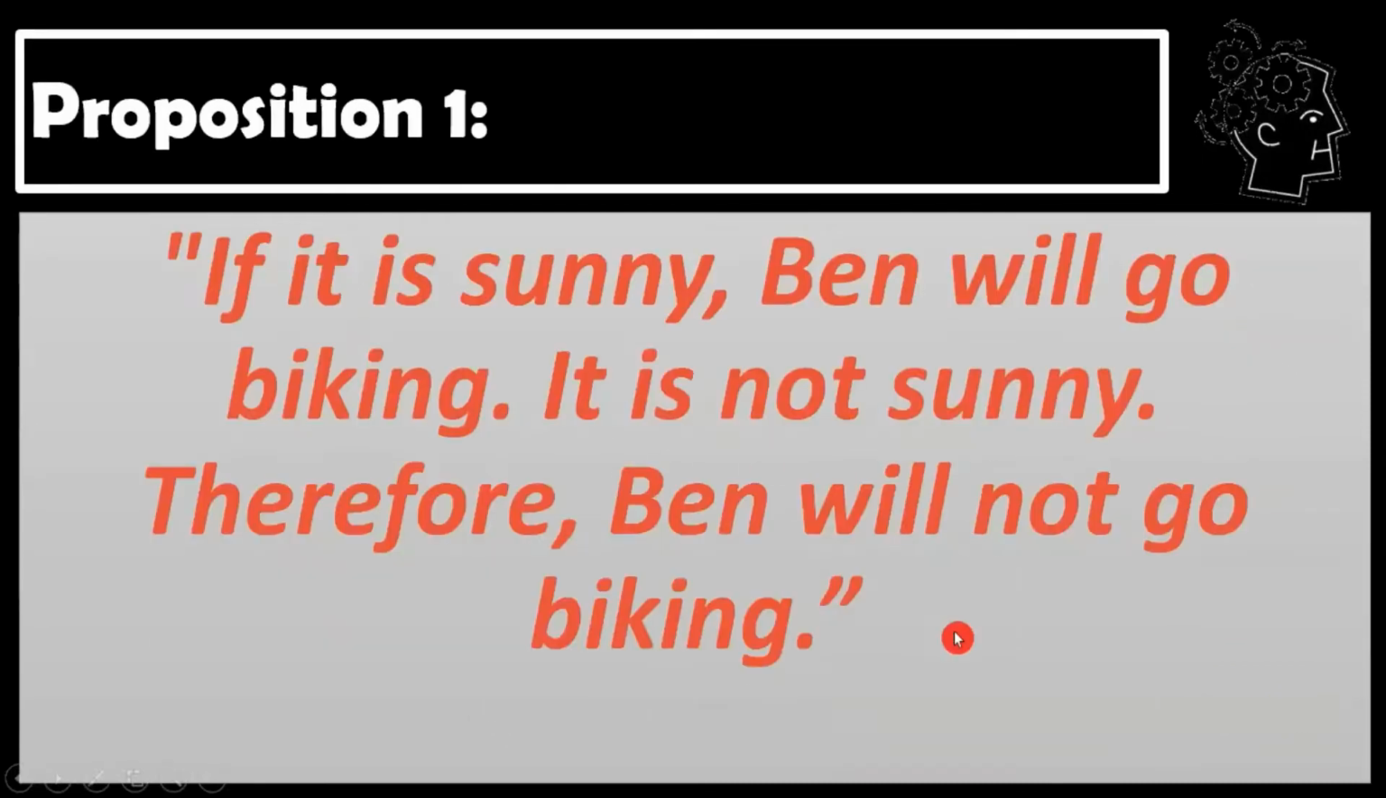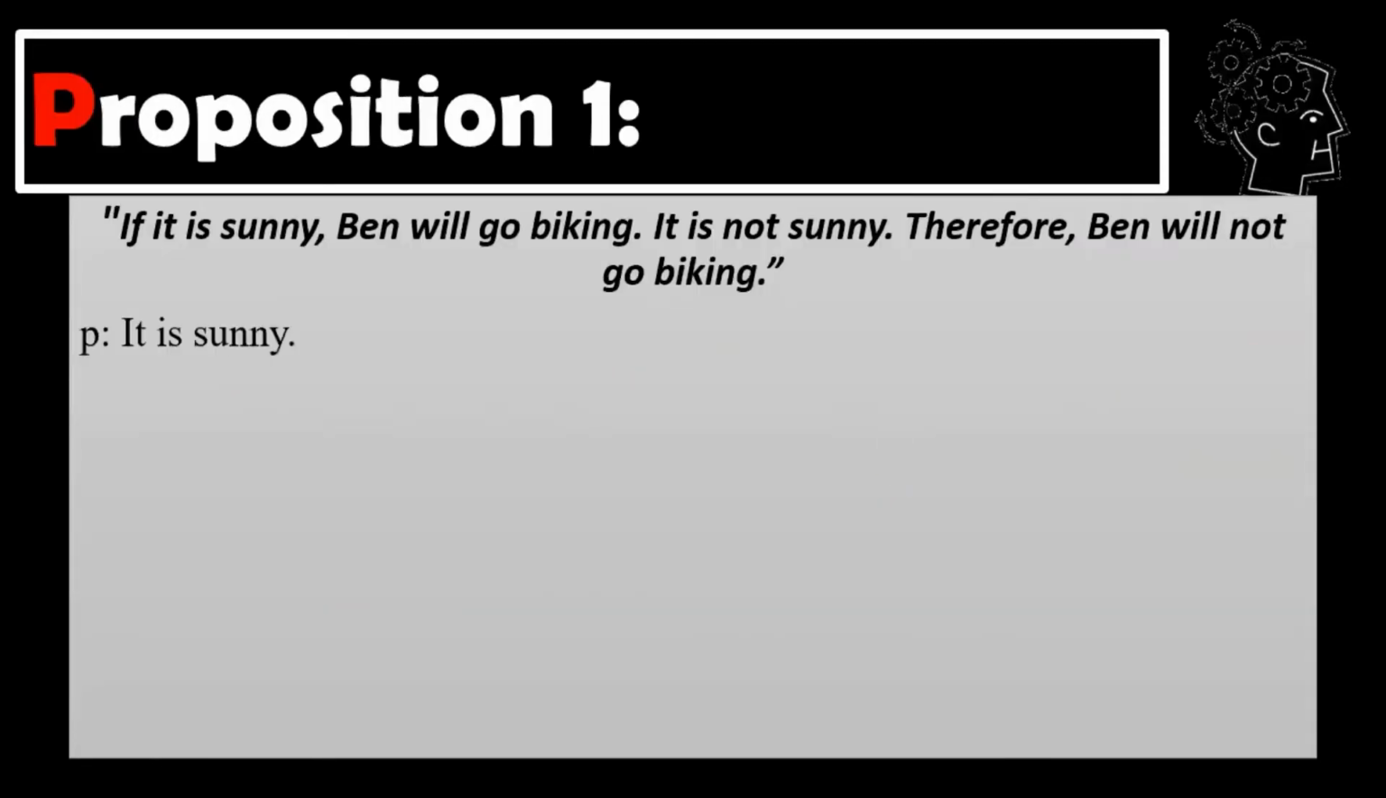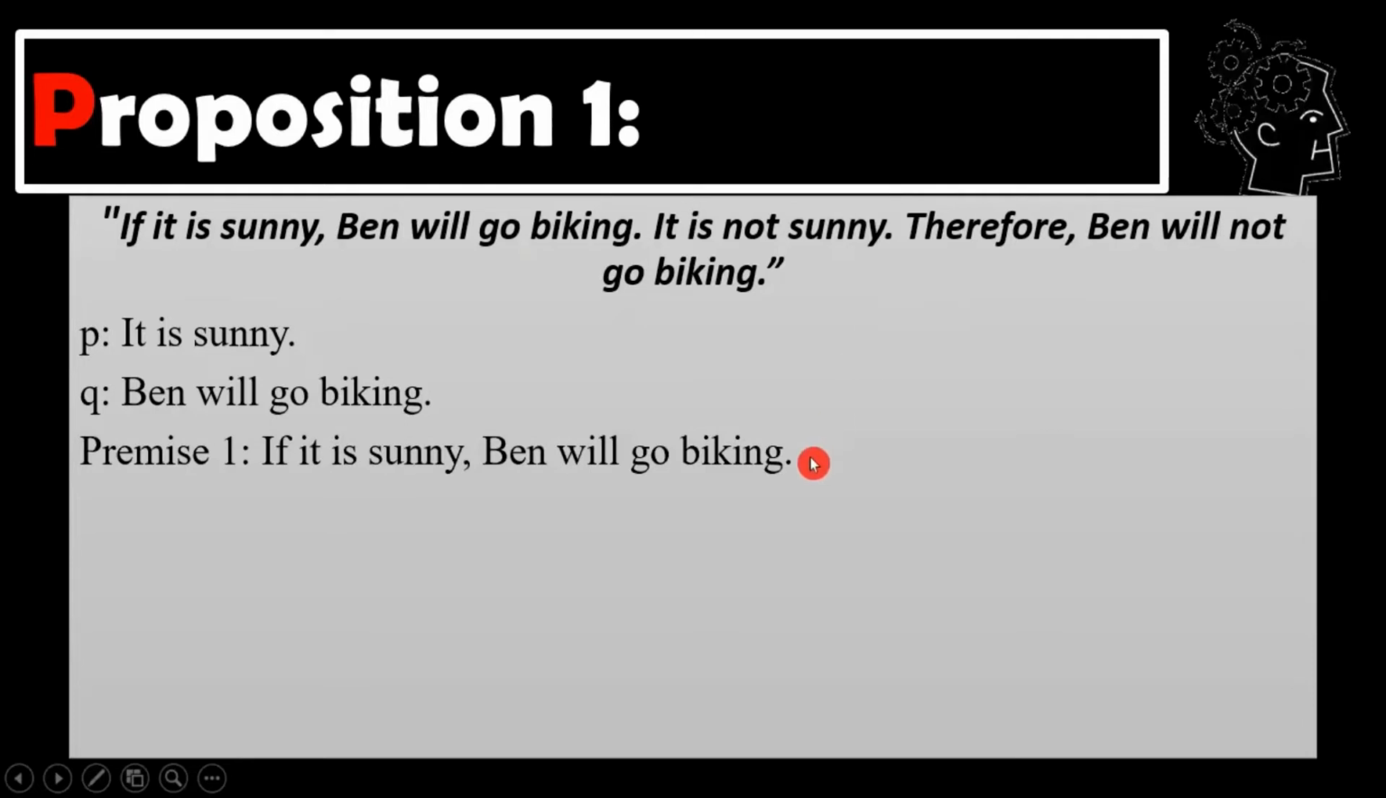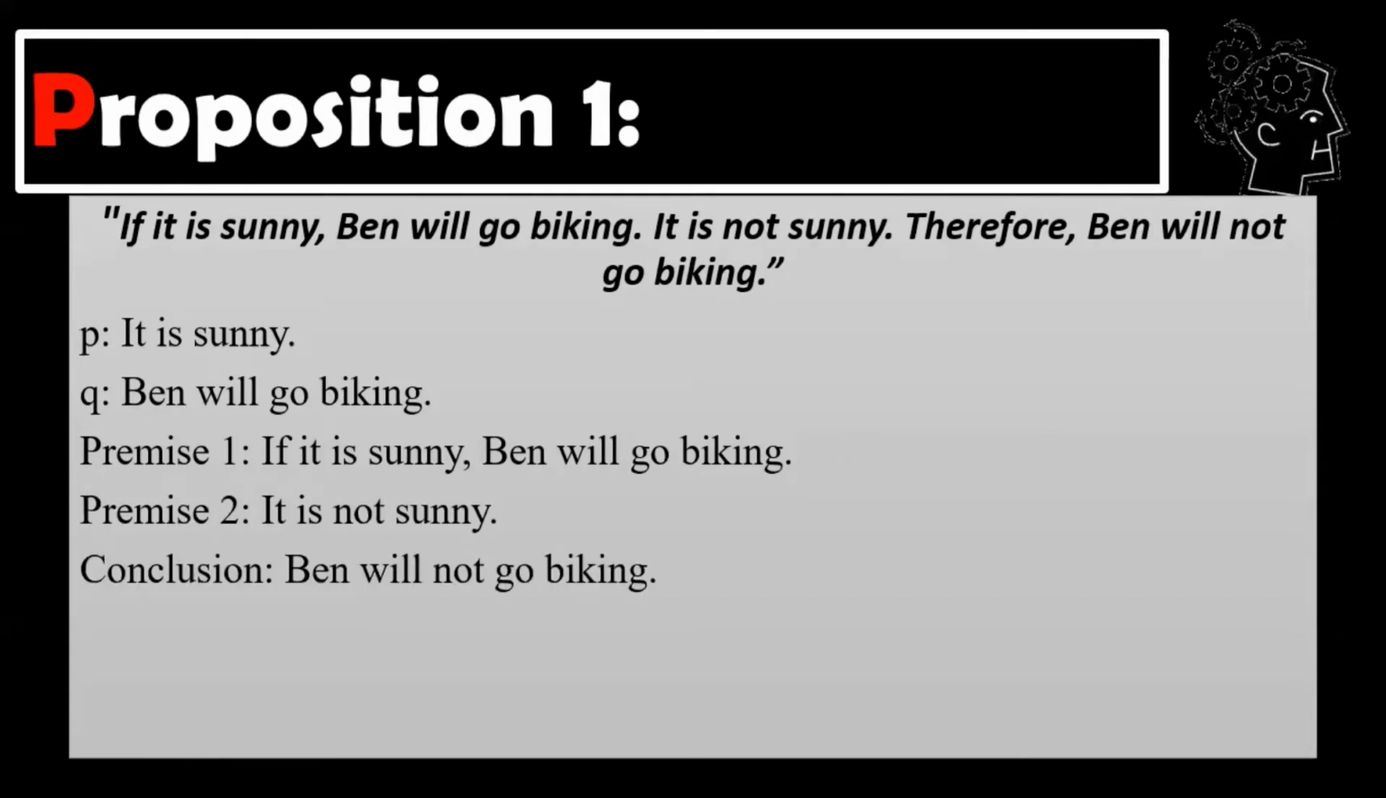So let's symbolize the first argument. If it is sunny, Ben will go biking. It is not sunny, therefore Ben will not go biking. Given this argument, we let P and Q be our propositions. Proposition P is: it is sunny, and proposition Q is: Ben will go biking. So our first premise is: if it is sunny, Ben will go biking. For the second premise: it is not sunny, and our conclusion is: Ben will not go biking.